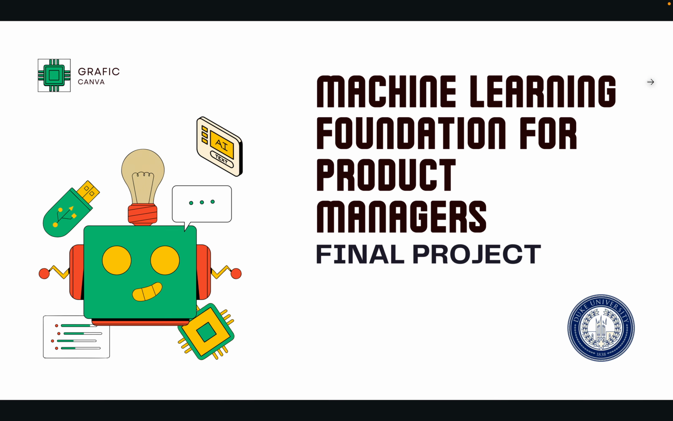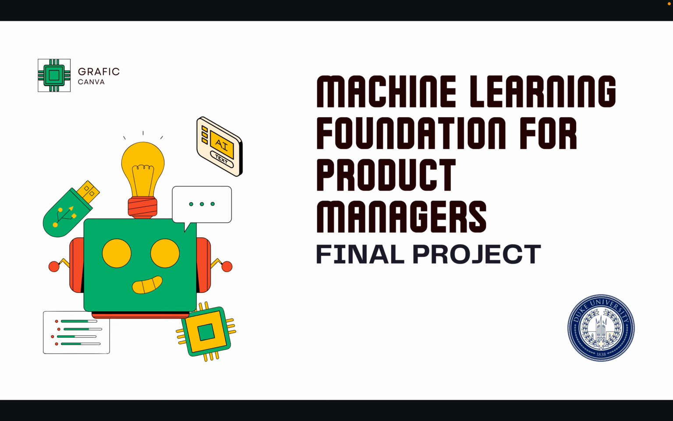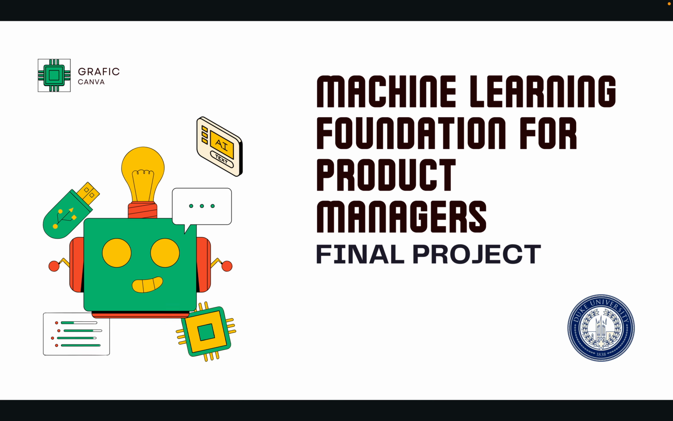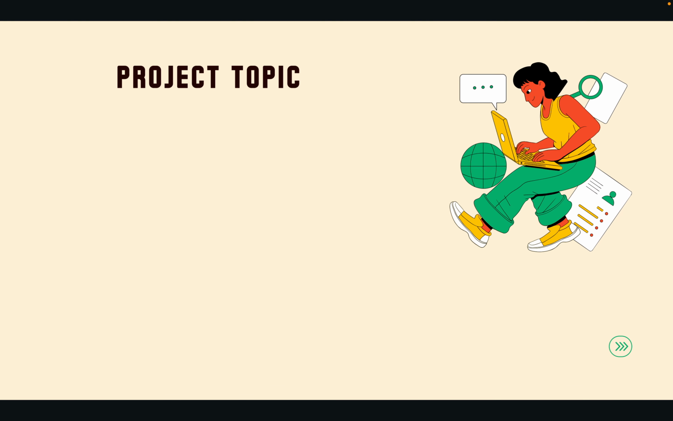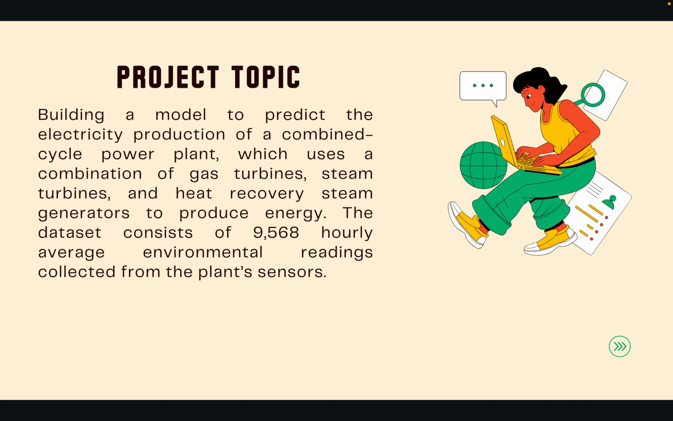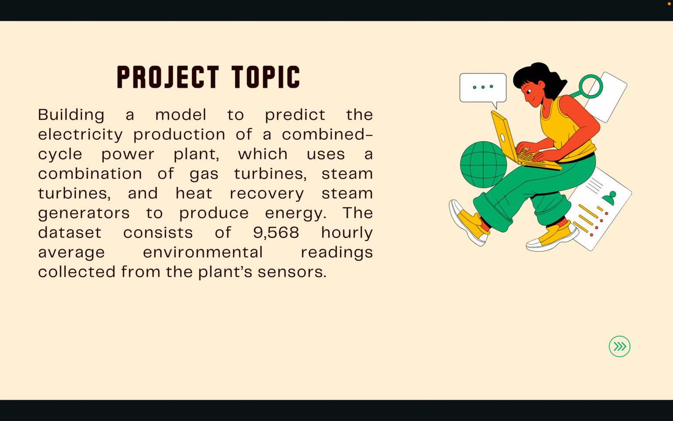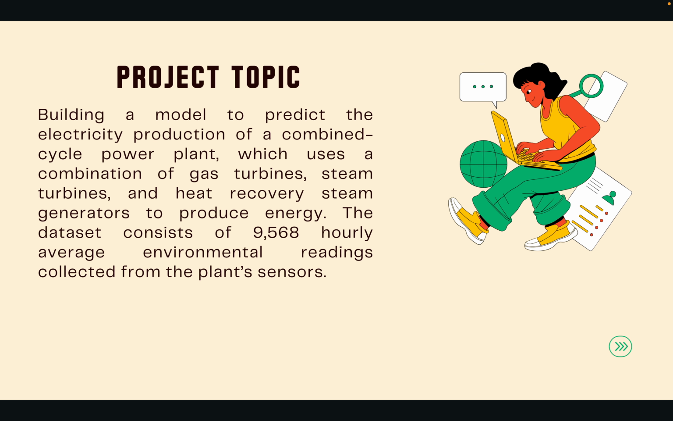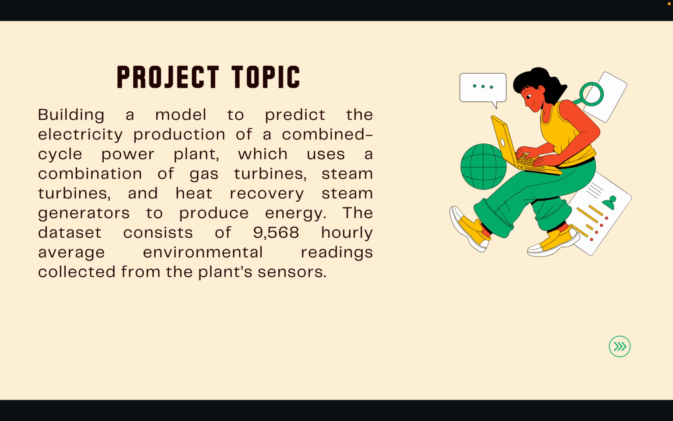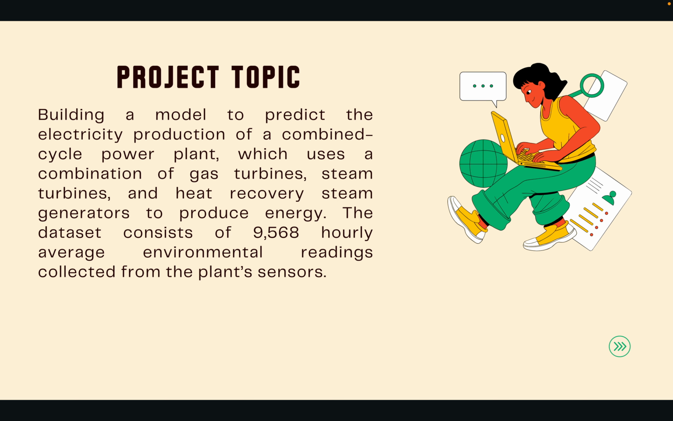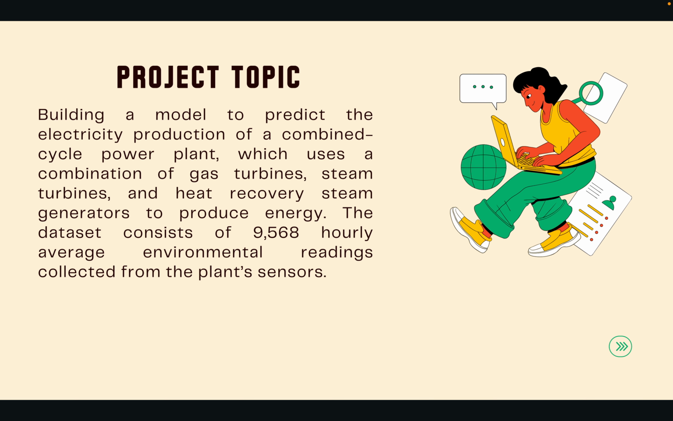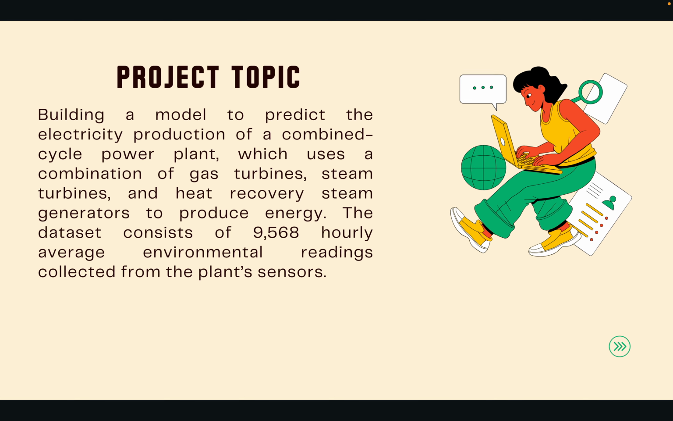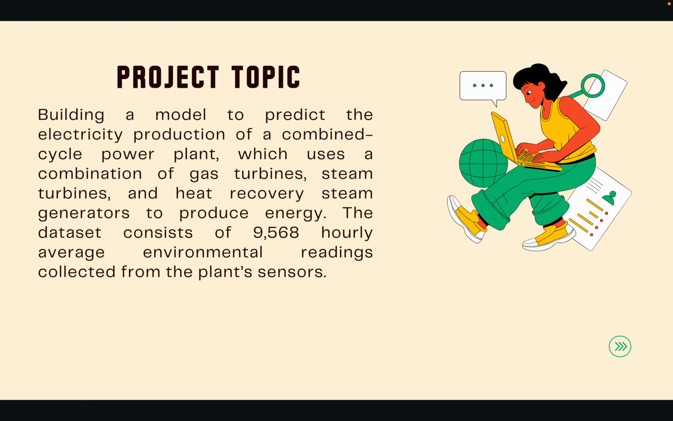Hello everyone! This is my final project for the course Machine Learning for Product Managers offered by Duke University through the Coursera platform. The goal of the project topic is to build a model to predict the electricity production of a combined cycle power plant, which uses a combination of gas turbines, steam turbines, and heat recovery steam generators to produce energy. The dataset consists of 9,568 hourly average environmental readings collected from the plant's sensors.